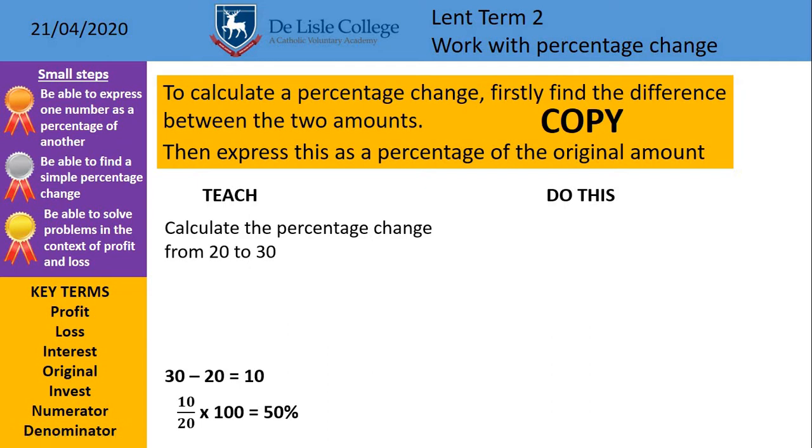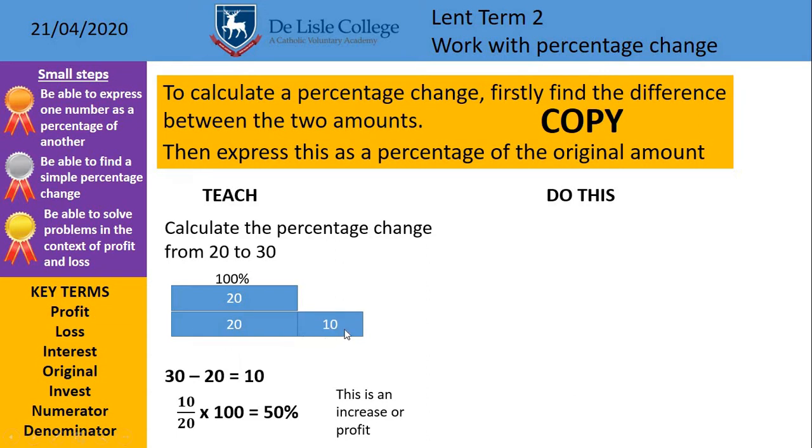So we could have also done this in our head. So the original value is 20, and this is 100% of our amount. Now 30 is this 100%, but with a further 10 added on. Now, as a fraction of the original 20, 10 out of the 20 is 50% of this amount. So this is where we could have seen, well, the increase is 10. 10 out of 20 I know is 50% of the 20, so the change is 50%.